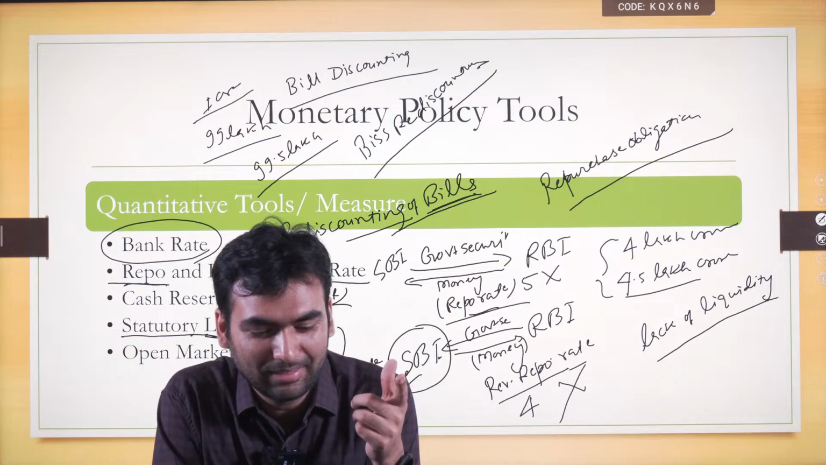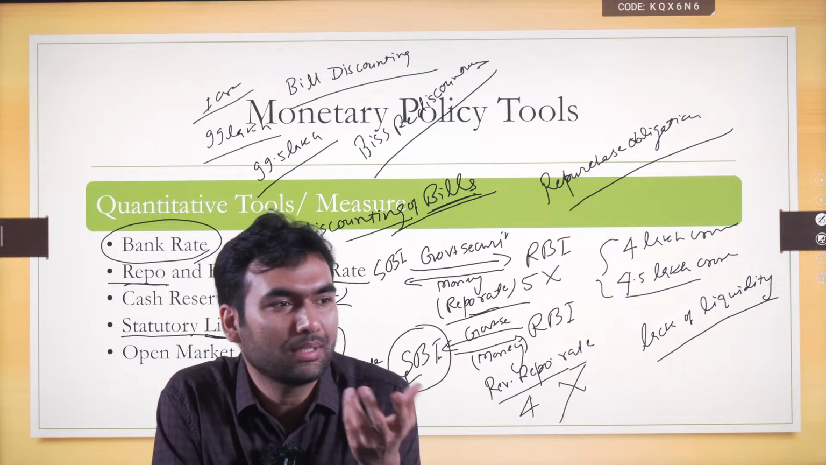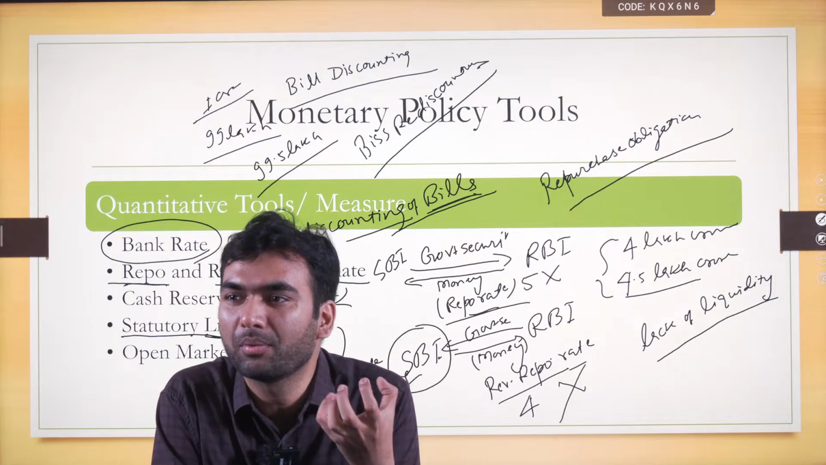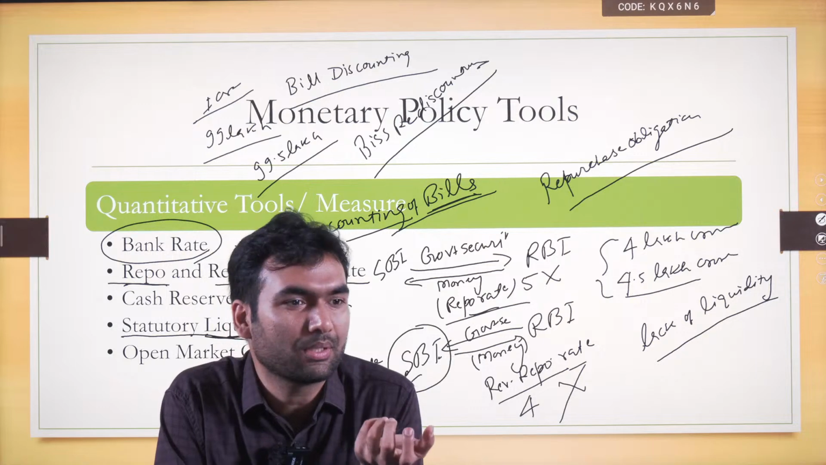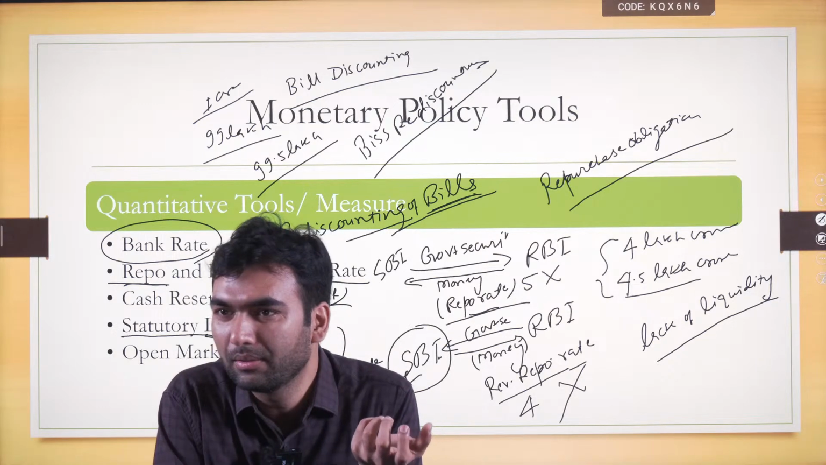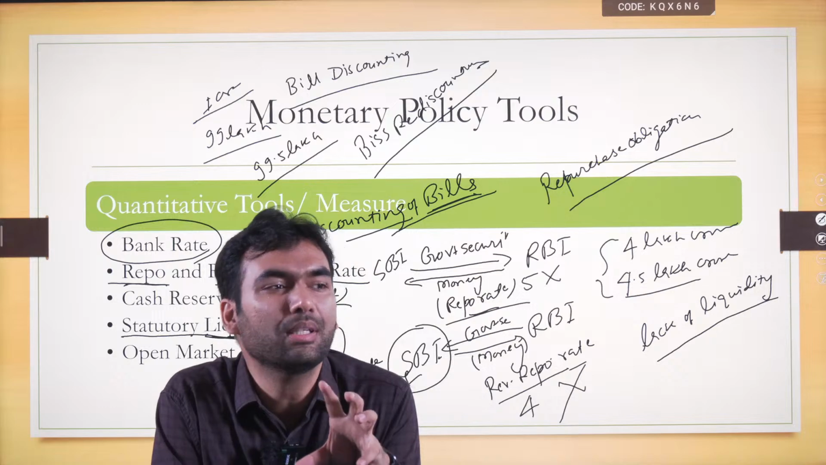Next thing is facilitate government borrowing. So government always wants that the interest rate should be less, and also the government wants that money should be easily available. Since fiscal deficit of the government is always going to be there, this is one way through which RBI is facilitating that.